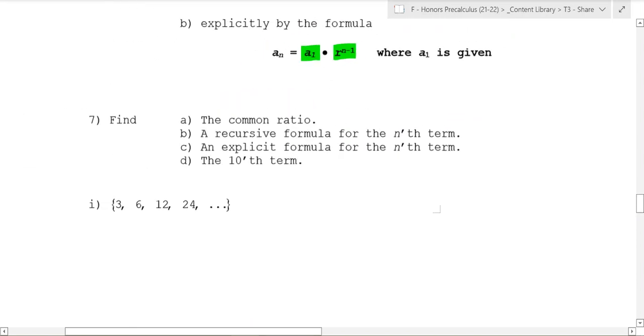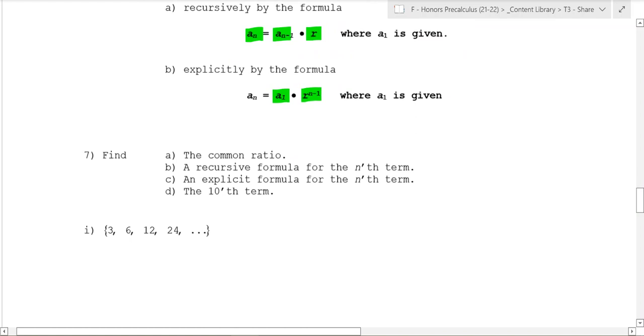So for example, we can use them. First, it asks for the common ratio. Well, that's 6 over 3, which is the same thing as 12 over 6, which is the same thing as 24 over 12. You can assume it's always going to be the same. You don't have to do all three of them. So the common ratio is just going to be 2.